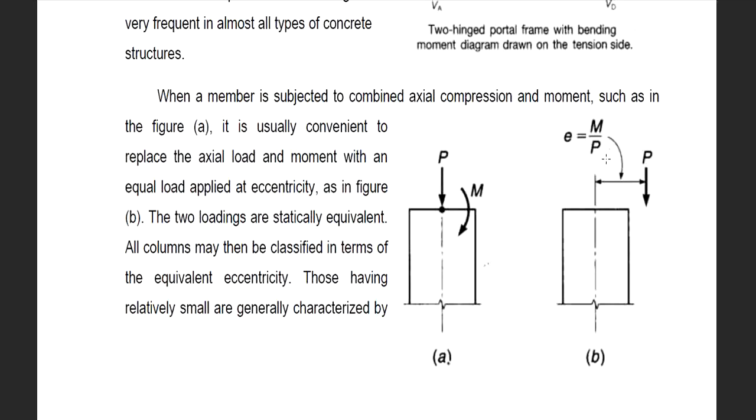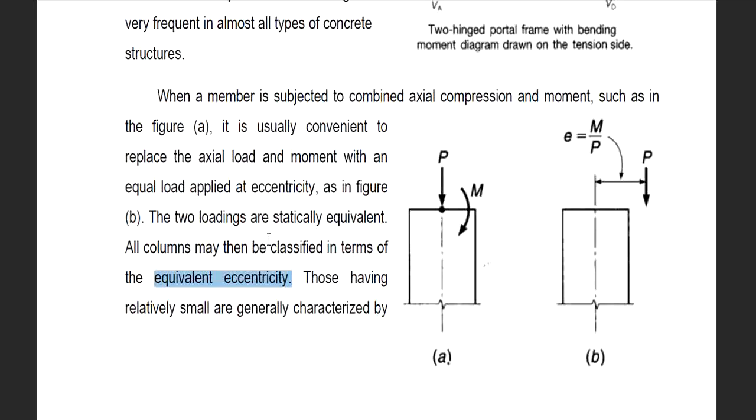So how are we taking this distance? This distance multiplied by this point load should give us the moment at the center. That is what we are saying here: the two loadings are statically equivalent. All columns may be classified in terms of equivalent eccentricity. So this is called equivalent eccentricity, and it helps us create the moment which is required.